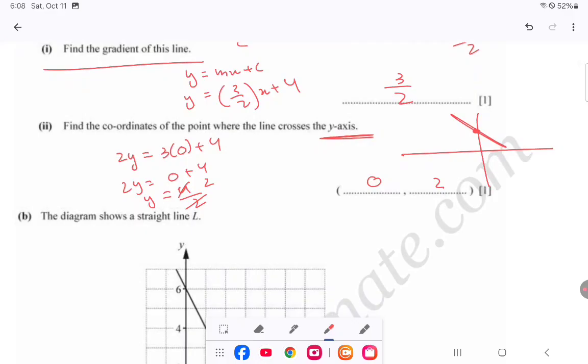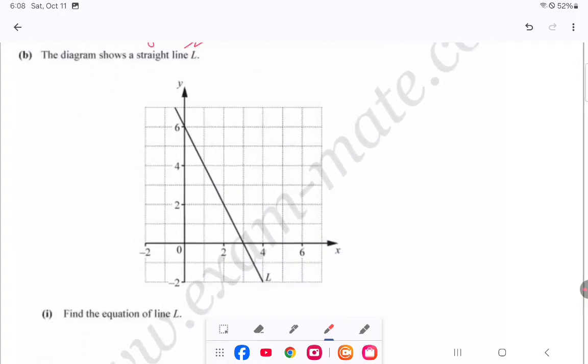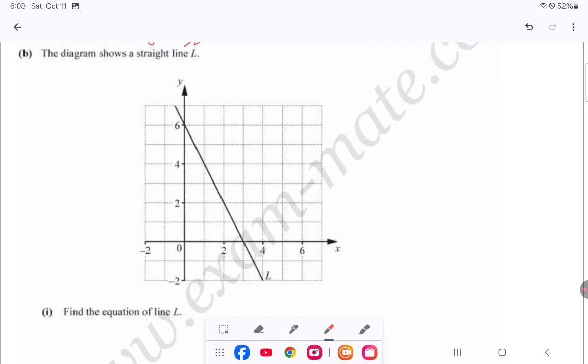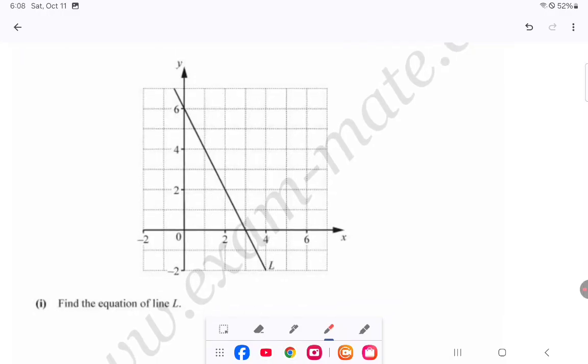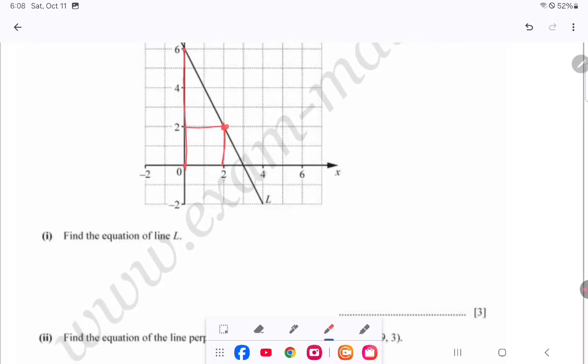Now the diagram shows the straight line. Find the equation of the line. For the equation of a line, 2 points should be given. First we take (0, 6), and second we take (2, 2) here, where the line is touching. We can take any 2 points where the line is touching.